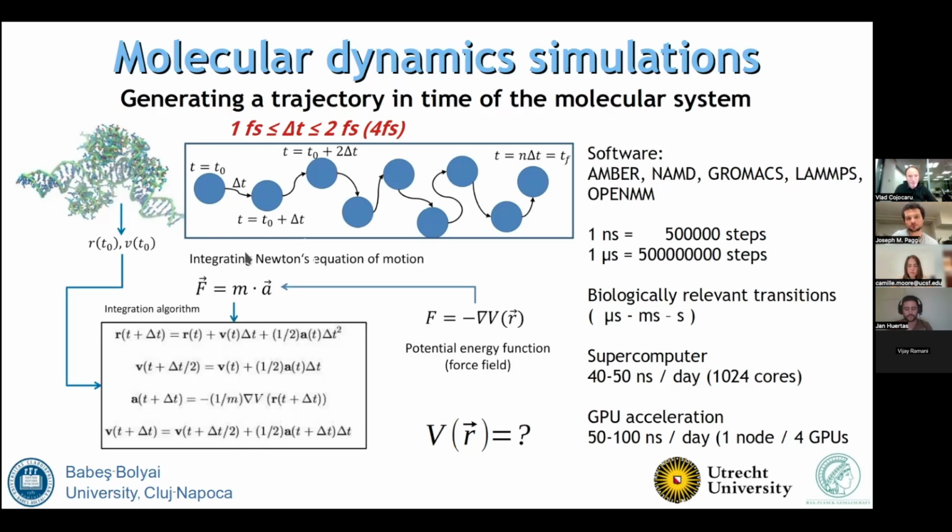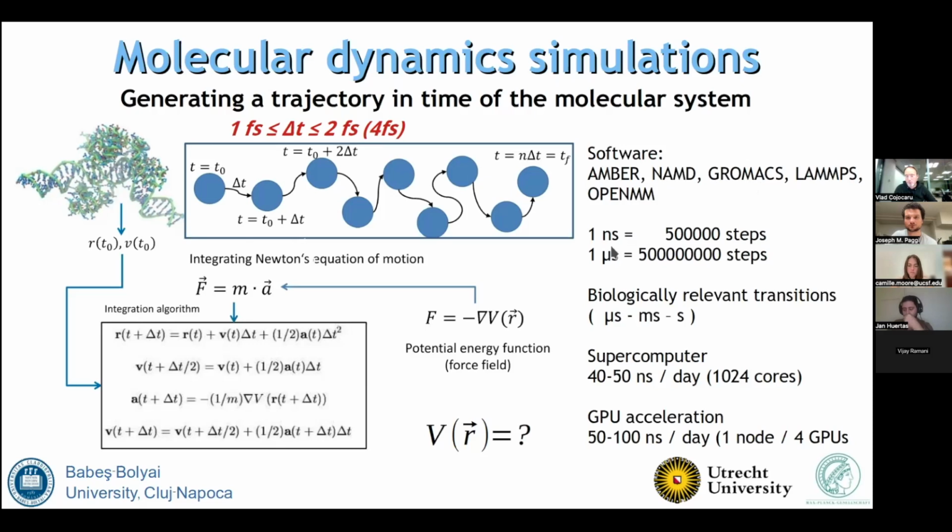And you do this by integrating Newton's equation of motion, and you know that the force is also the minus derivative of potential energy. From this, you can calculate the forces, and using an algorithm, I'm not going to go into details, you generate next positions in time. You can use different software to do that.